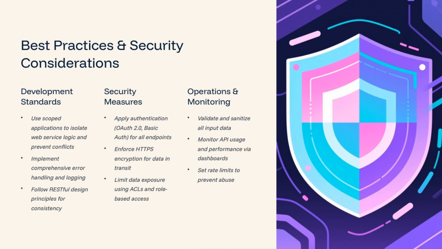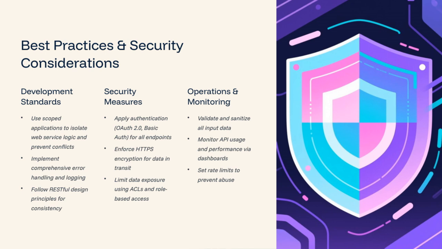When it comes to operations and monitoring, limiting data exposure using access control lists and role-based access ensures that only authorized users can see sensitive information. Enforcing HTTPS encryption for data in transit is critical to safeguard data as it moves between clients and servers. Additionally, applying authentication mechanisms such as OAuth 2 or basic auth for all endpoints adds an extra layer of security, verifying user identities before granting access.